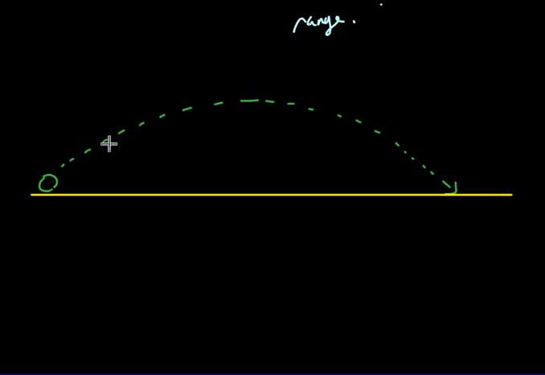Oftentimes on a test, you might be asked to draw the parabolic path, but then to also go back to your drawing and show the actual path with air resistance. So we know it's going to peel off of here and end up much shorter than its true value.